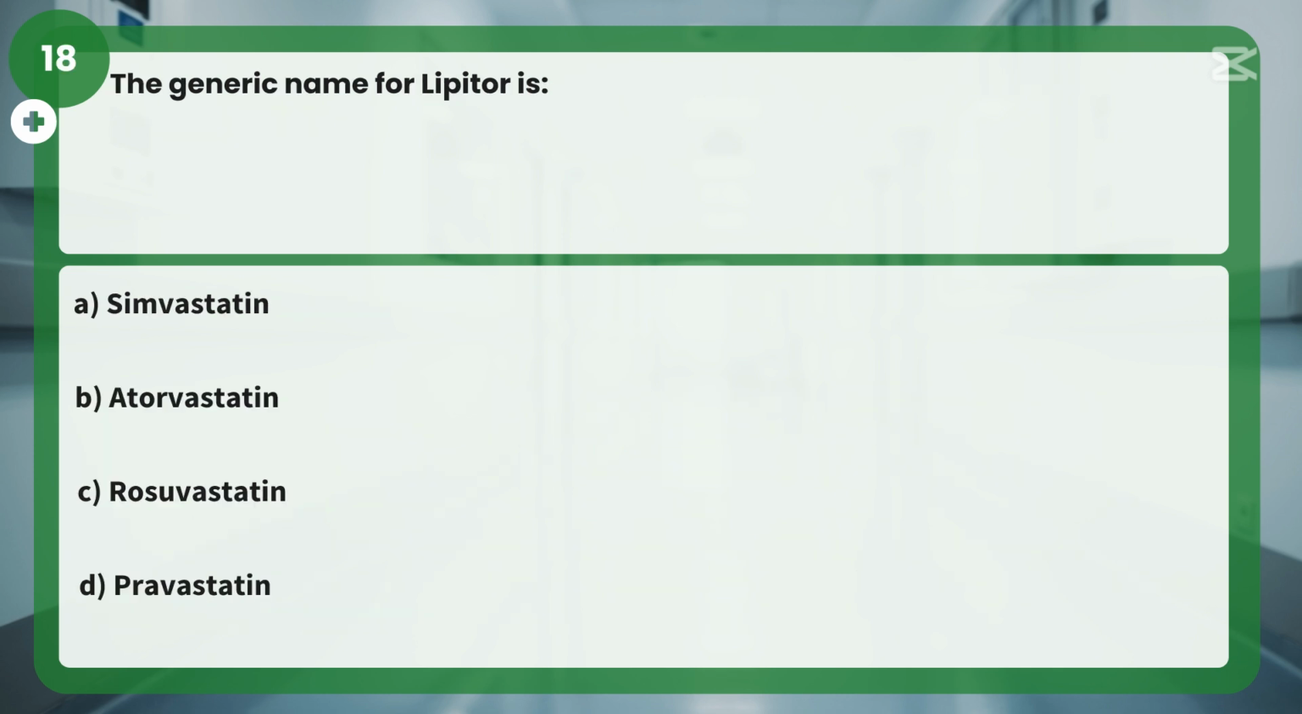Question 18. The generic name for Lipitor is A. Simvastatin. B. Atorvastatin. C. Rosuvastatin. D. Pravastatin.